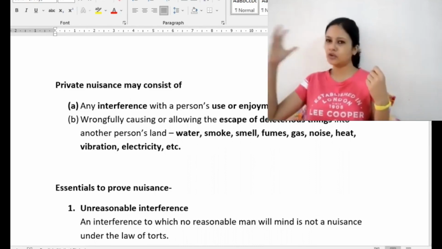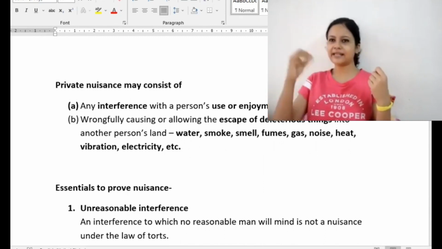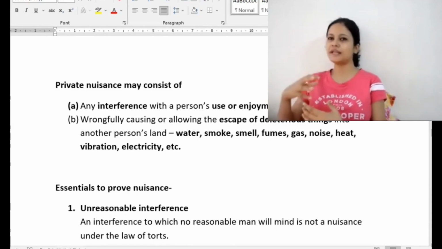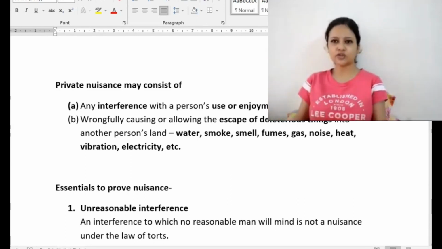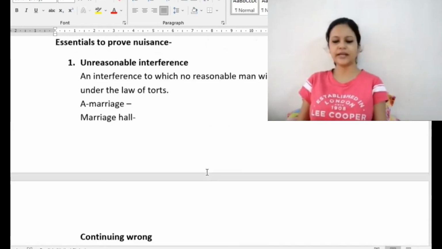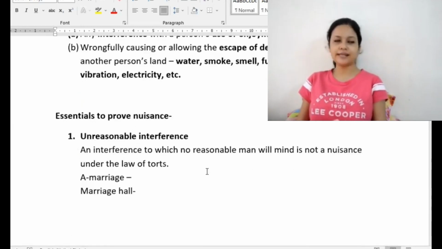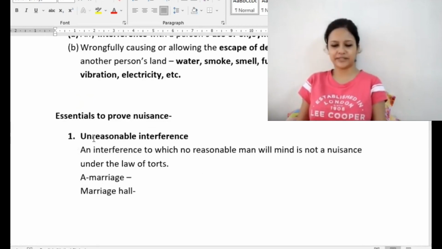If those things are escaping and entering my premises, that also will be considered as private nuisance because those will affect my rights to enjoy my own plot of land. Now there are certain ingredients, 3 ingredients that we need to establish or prove before the court. 3 essentials we have of private nuisance.